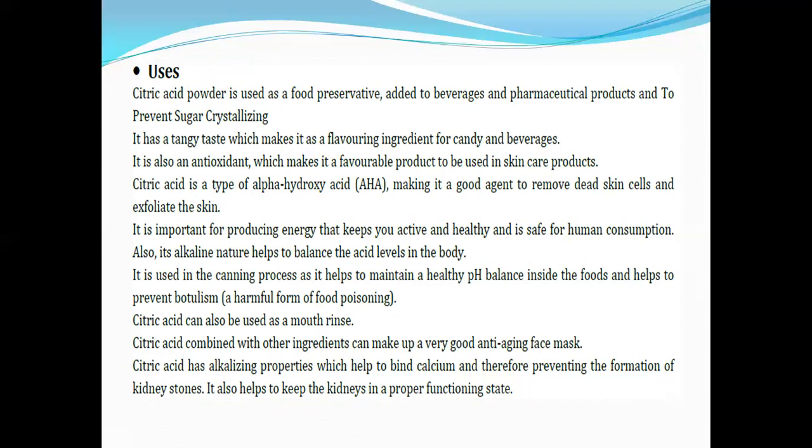Citric acid is a type of alpha hydroxy acid, making it a good agent to remove dead skin cells as well as exfoliate the skin. It is important for the production of energy, which keeps you active and healthy, and it is safe for human consumption. Also, it has an alkaline nature, which helps to balance the acid-base balance in our body. Already we have discussed that all organic acids are used to maintain the pH of our body. It is also used in the canning process as it helps to maintain the pH balance inside the food material.